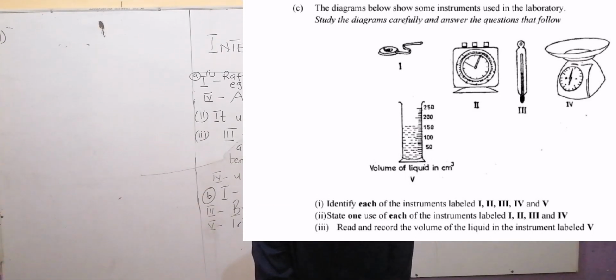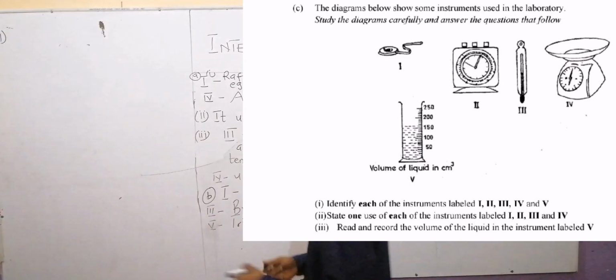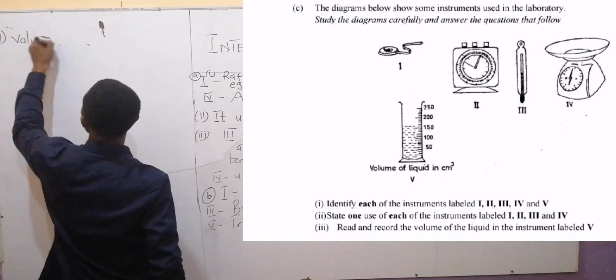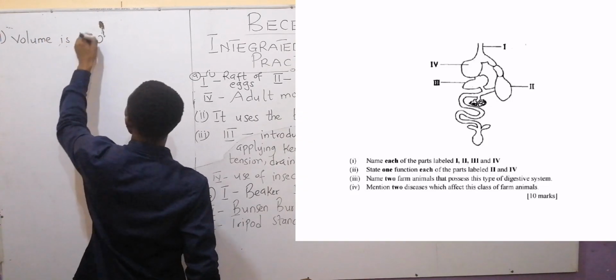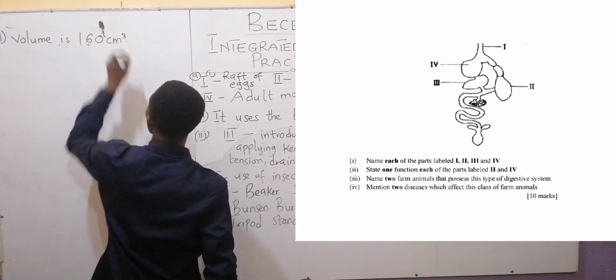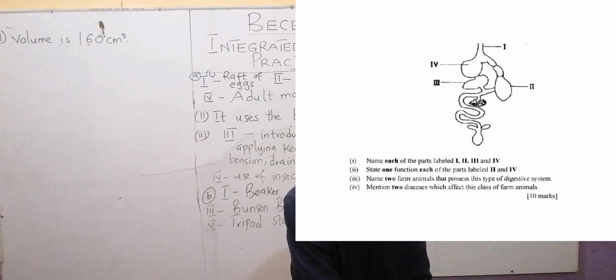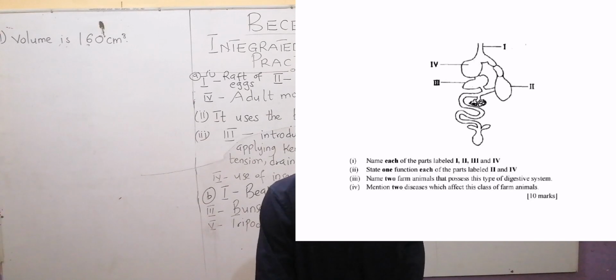Read and record the volume of the liquid in the instrument labeled V. Now V is a measuring cylinder. So the volume of the water in it is 60 centimeter cube. So that brings us to the end of the C. Let's go to the D.